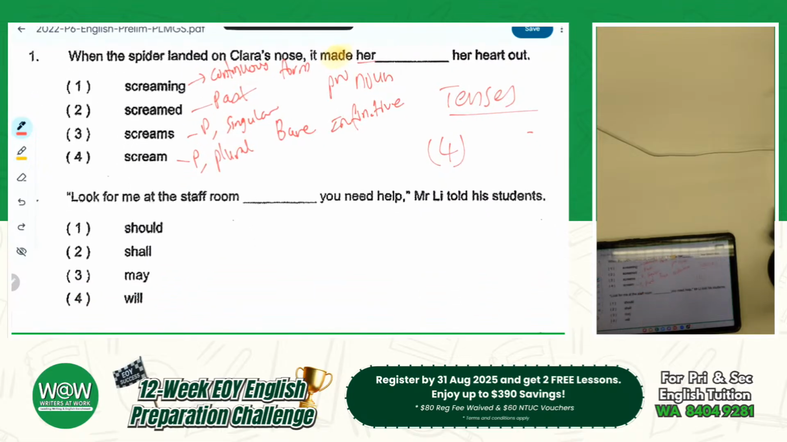Okay, now let's look at number 2. Look for me at the staff room. Dash, you need any help? Okay, so this question here is once again testing you on modal auxiliary verbs.